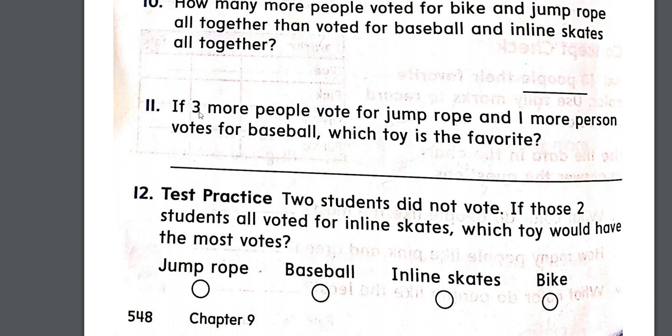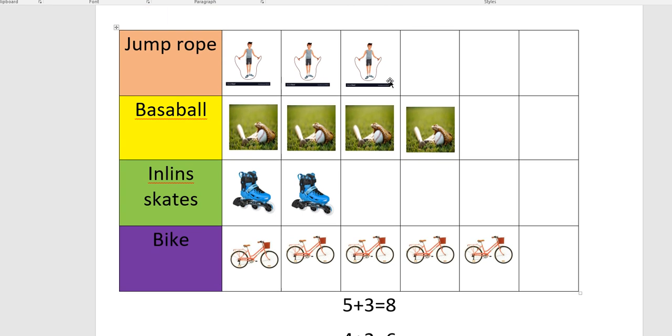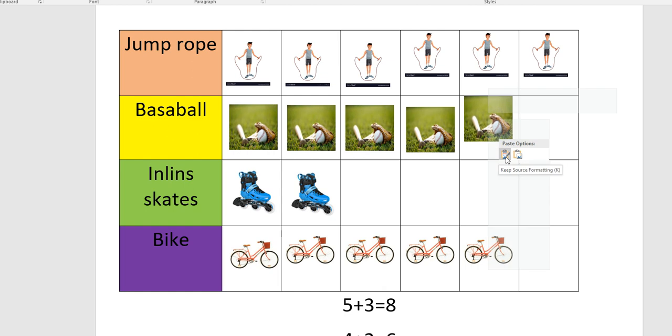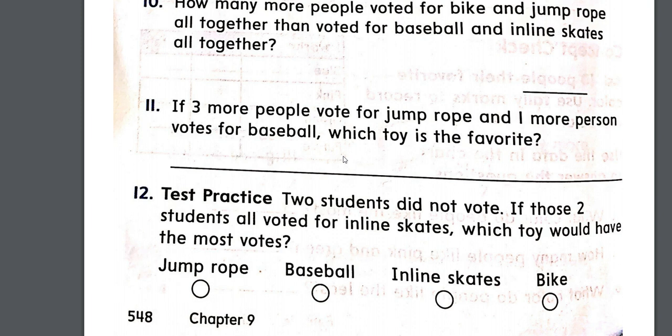Question 11. If 3 more people vote for jump rope and 1 more person votes for baseball, which toy is the favorite? Now let's add 3 more people for jump rope and 1 for baseball. For jump rope, 3. And for baseball, let's add 1. Now, which one is the favorite now? Which one has more votes? Yeah, it's jump rope. So you need to write the answer here, jump rope.